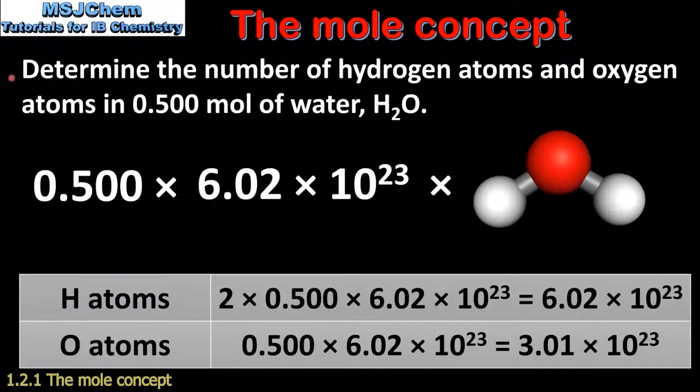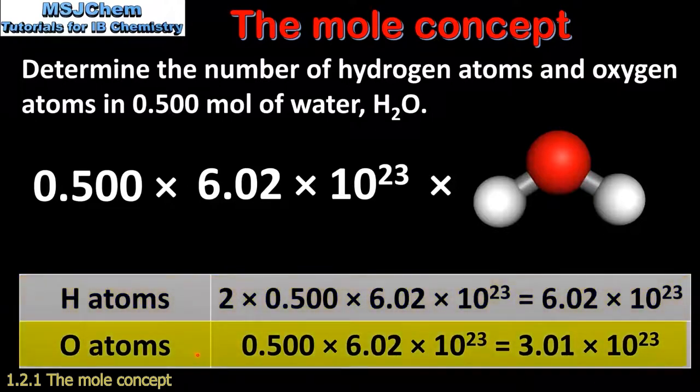In our next example, we'll determine the number of hydrogen atoms and oxygen atoms in 0.5 moles of water. 1 water molecule consists of 1 oxygen atom and 2 hydrogen atoms. And in 0.5 moles of water, we have 0.5 times 6.02 times 10 to the 23 number of water molecules. So for the number of hydrogen atoms, we multiply 2 times 0.5 times the Avogadro constant, which gives a total of 6.02 times 10 to the 23 hydrogen atoms.